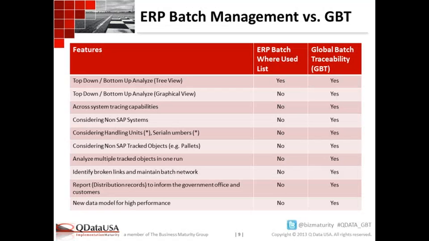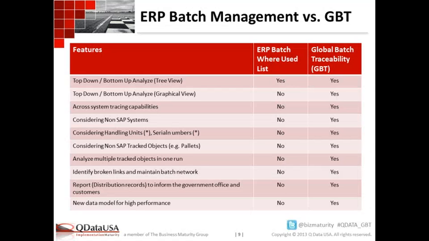Considering non-SAP tracked objects like pallets, ECC does not do that, whereas in GBT it does. The analysis of multiple objects in one run, I mentioned that before. You can select multiple batches and show that in your tree form. Whereas in ECC, it's one by one, and it takes a lot of effort to break it down and run these reports multiple times and then combine them yourself.